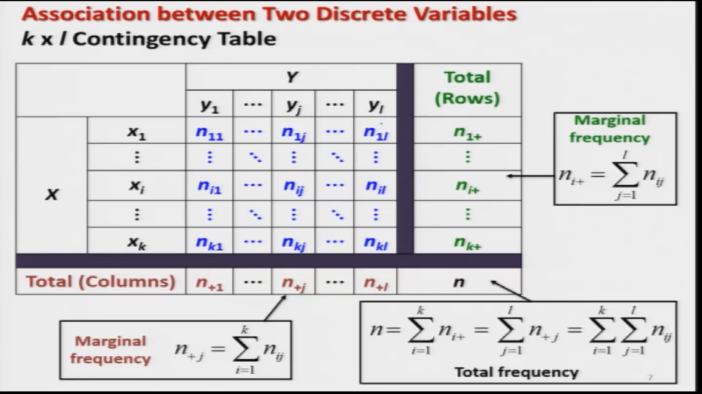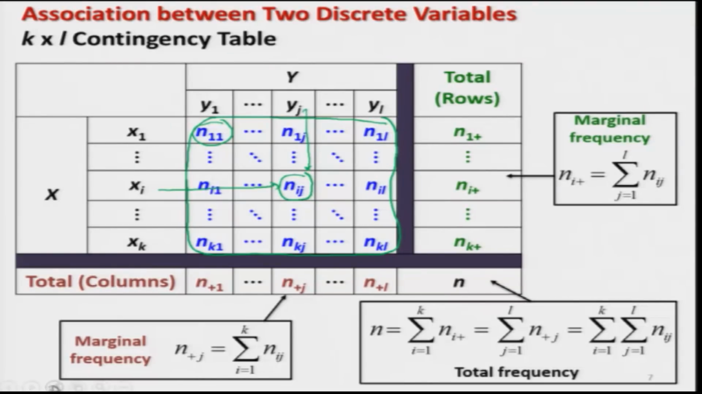You can see here this part in blue color is going to indicate the absolute frequencies of different classes. So, N11 here is indicating the absolute frequency in the x1, y1 cell. Similarly, here Nij is going to indicate the frequency in the xi and yjth cell, and so on. So, all these values of n in blue color are going to indicate the absolute frequency of all the classes.